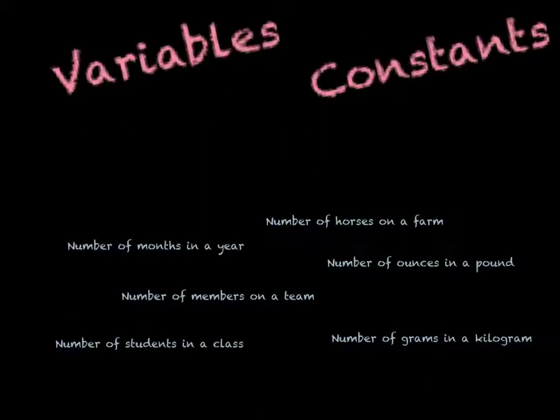In the box provided on your note skeleton that compares variables and constants, let's take a look at a couple of examples. Make sure that you fill these in on your chart. The first example says the number of horses on a farm. If I'm debating whether this is a variable or a constant, I need to think about the key difference between these two terms. The key difference is a constant does not change, where a variable could represent any number.